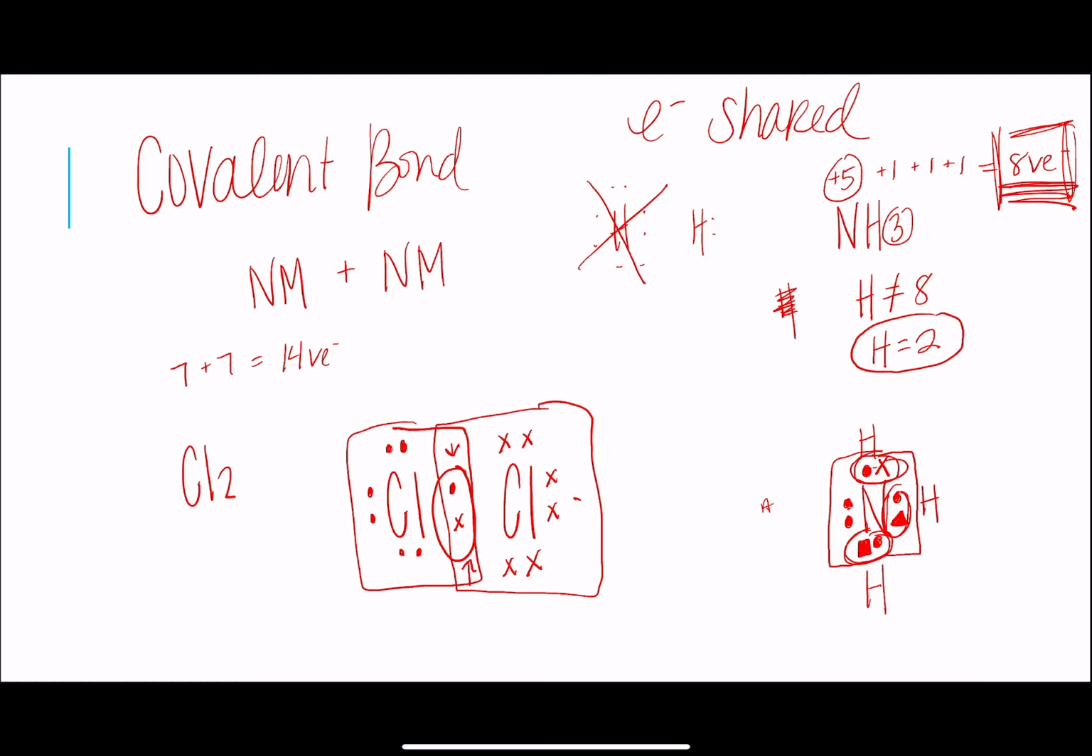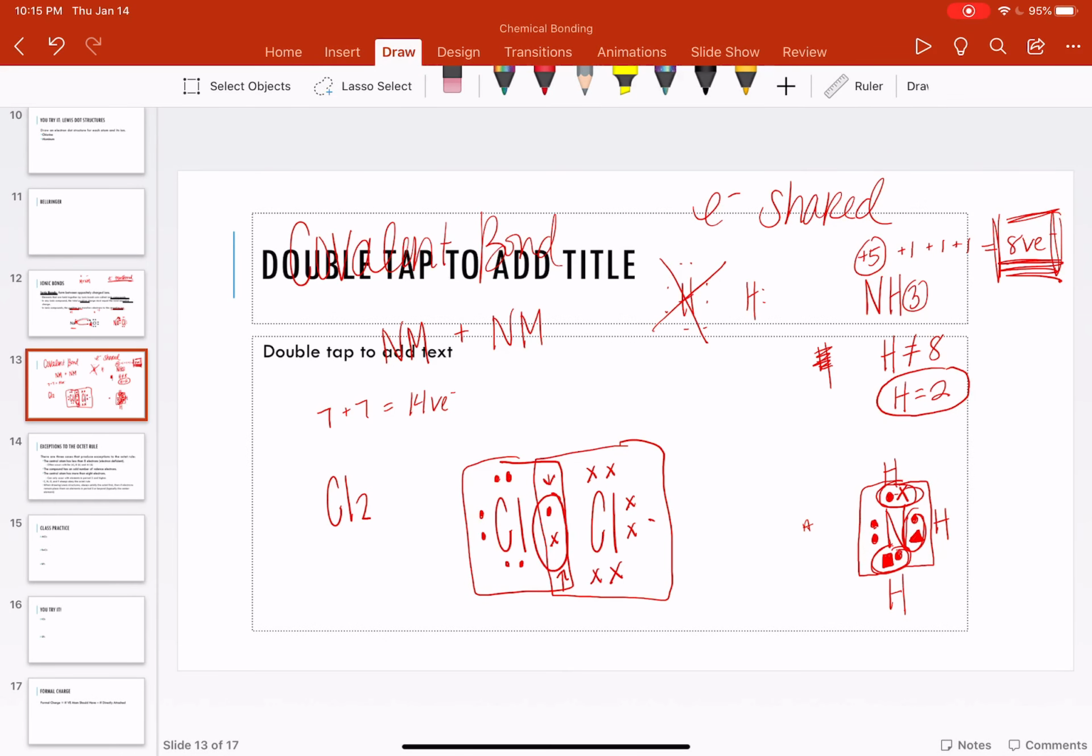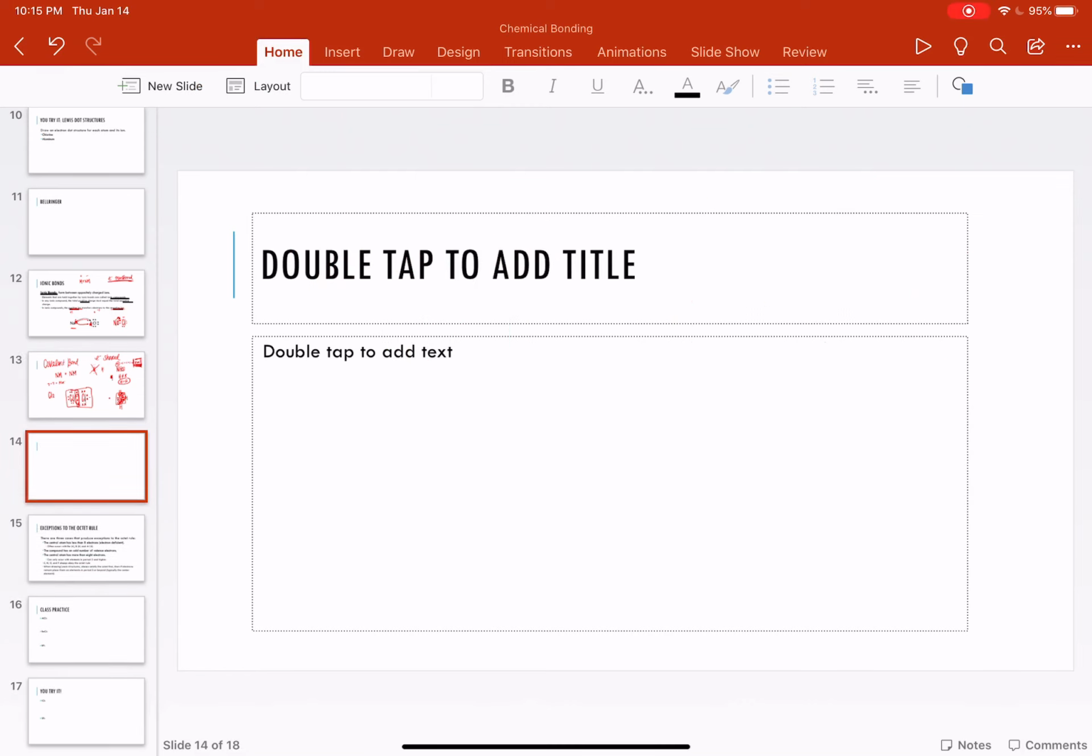Now, there are a couple other rules that you need to know when we do covalent bonds. So the hydrogen rule was 1. Let me clear my screen. Oops, didn't really mean to do that. Let me, here we go. Another rule that you need to know is oxygen likes to form a double bond. Now, what is a double bond?